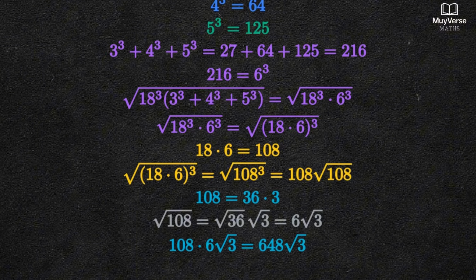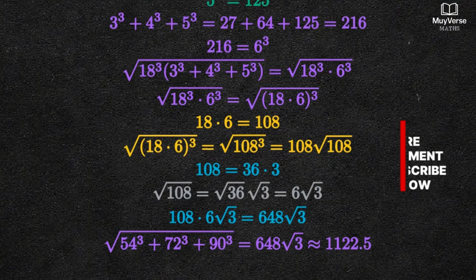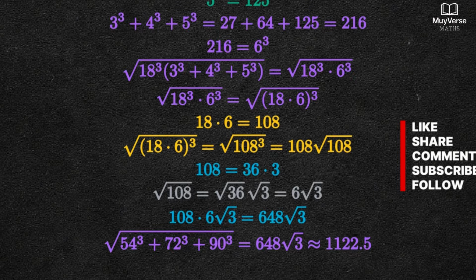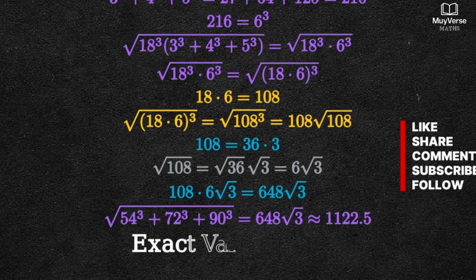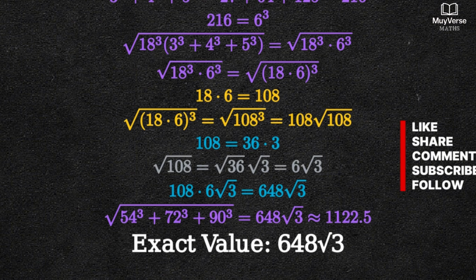As a quick check, we can also give a decimal approximation. Since the square root of 3 is about 1.732, the value is about 1122.5. Summary. We factored out a common 18, collapsed the inside sum to 6 cubed, combined the cubes, and simplified the square root to get the exact answer, 648 times the square root of 3.